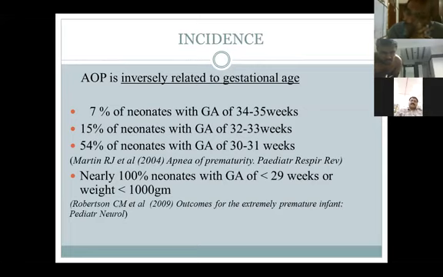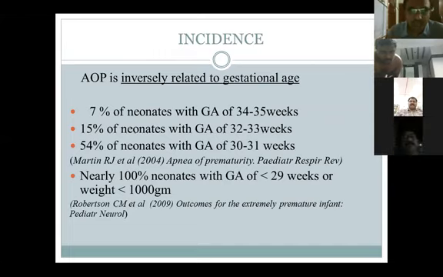Then what is the incidence of apnea of prematurity? The important thing is it's inversely related to the gestational age, as we know. Around 7% at a gestational age of 30 to 35 weeks. Around 30 to 33 weeks, it's 15%. As the gestation decreases, the incidence increases. At 30 to 31 weeks, around 50% of neonates are affected. At less than 29 weeks or less than 1 kilogram, nearly 100% may encounter apnea of prematurity.